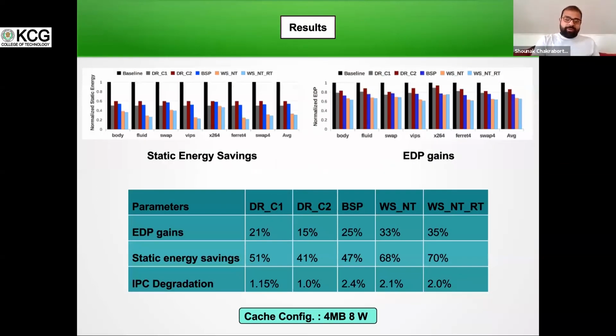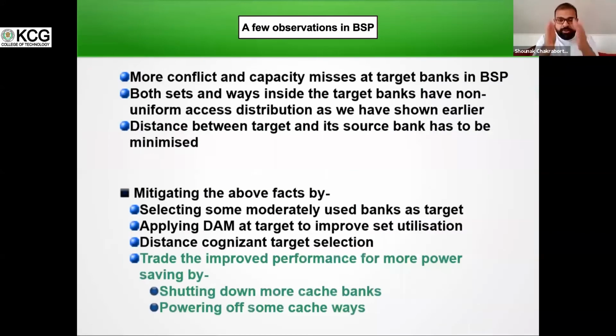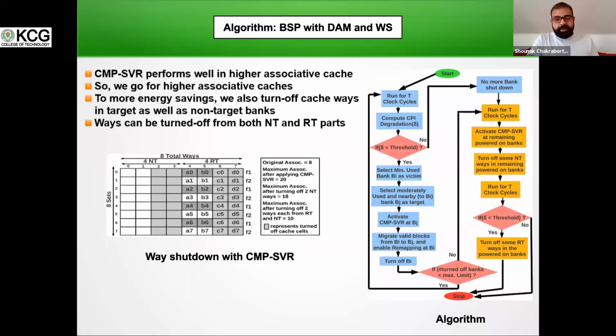By utilizing all of this, the EDP gains are really significantly high: 33 and 35% for this couple of policies, that is OS shutdown at the NT location and OS shutdown at the RT location. Here you can see that at the NT location a couple of ways we have turned off, and from RT also 2 physical ways have been turned off.